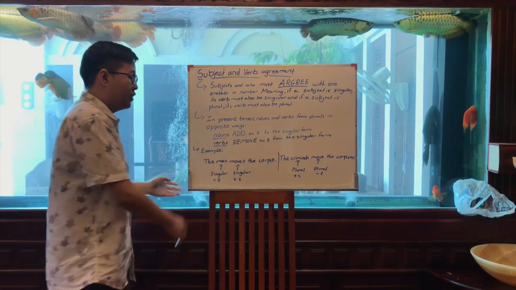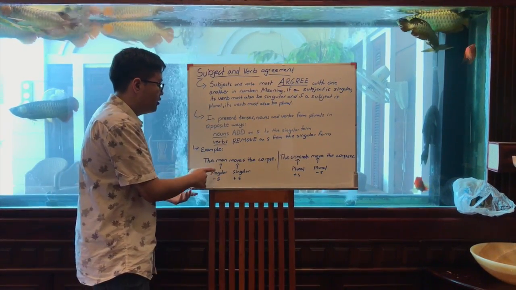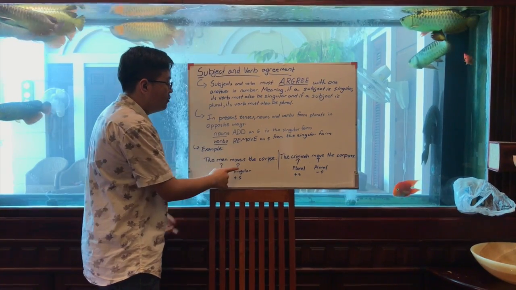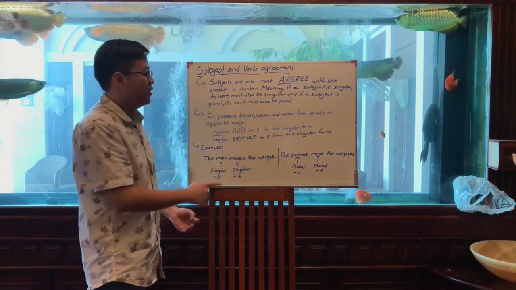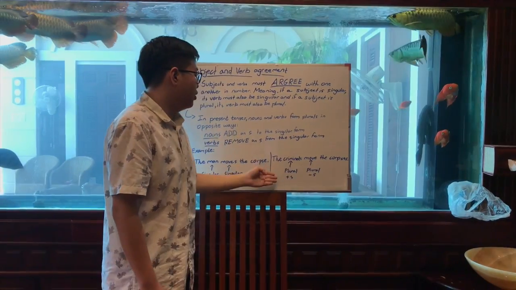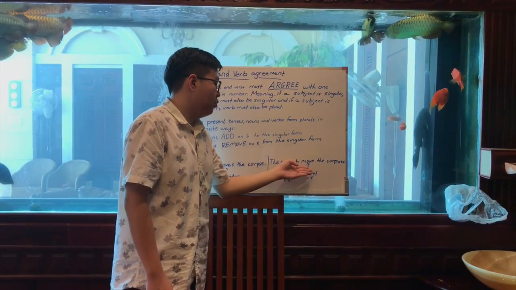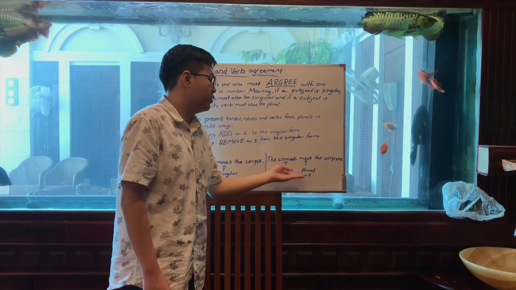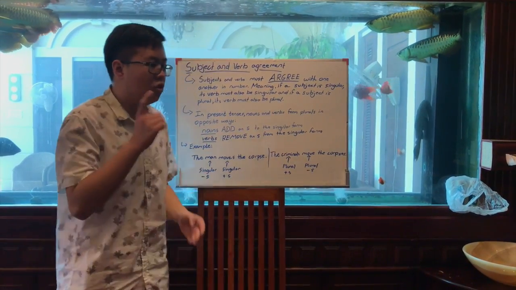For example, the man moves the corpse. The man here doesn't have an s because it's a singular subject, and moves has an s because the subject is singular. And for this one, the criminals move the corpses. Criminals is a plural subject, which means it has s. So the verb doesn't have an s because the subject is plural.